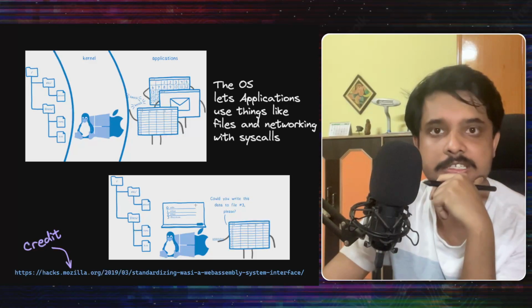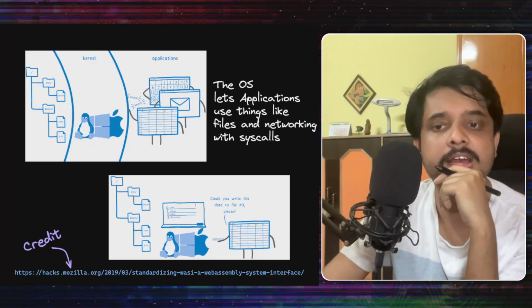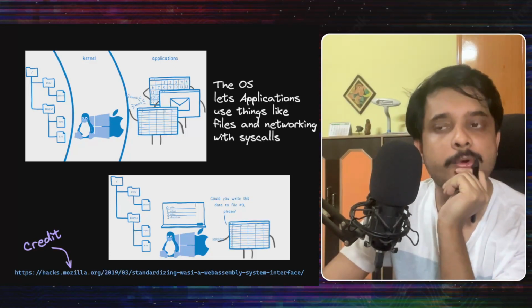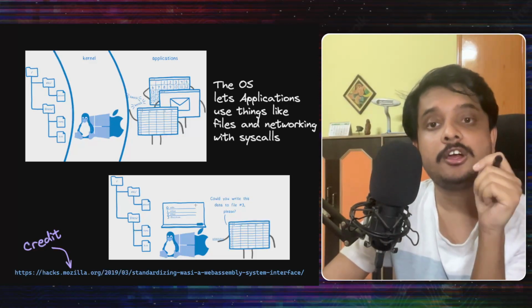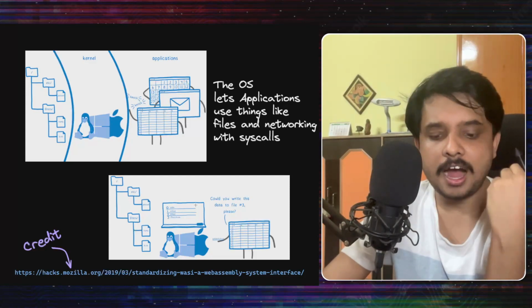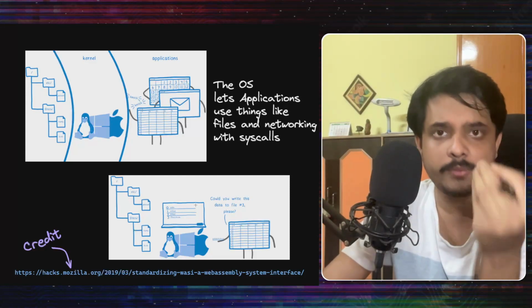Now, one problem is that when running on servers, our programs might need access to the network. Our programs might need access to the file system. But how can we do it in a secure way with WebAssembly?